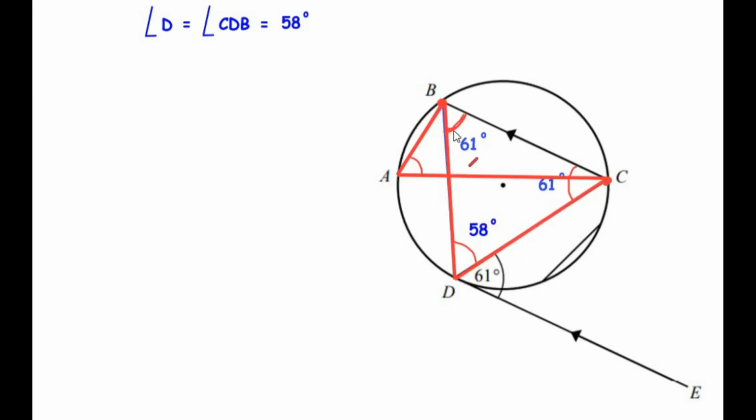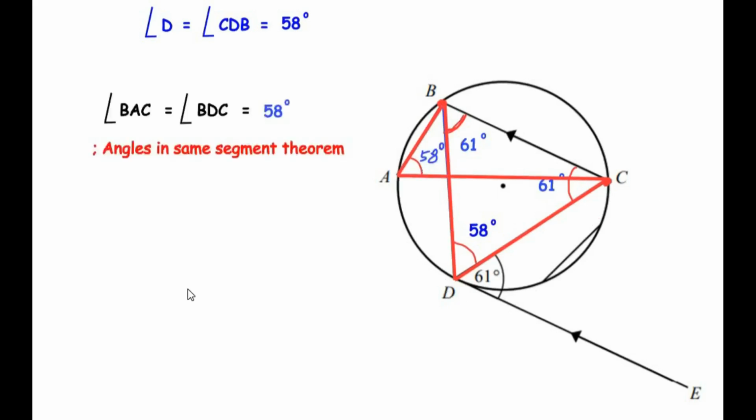So by using the angles in the same segment theorem, now we can say that the value of the angle BAC is going to be 58 degrees. So here we have written angle BAC is equal to angle BDC is equal to 58 degrees. That is by using angles in the same segment theorem. So this is going to be our answer.